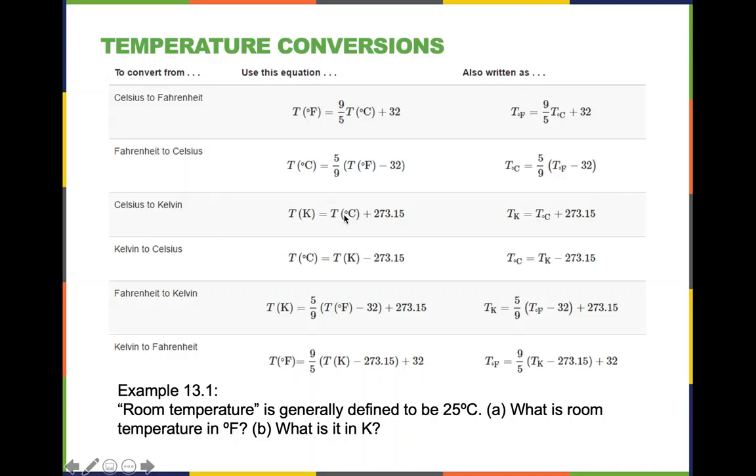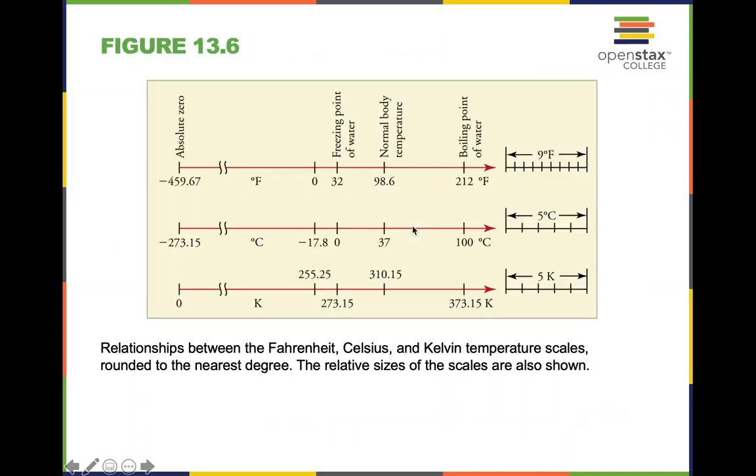For Celsius to Kelvin, we take the temperature in Celsius plus 273.15. So right here, if we have 0 degrees Celsius and we're trying to convert to Kelvin, all we have to do is add that 273.15. And you see that in the boiling water as well. We have 100 plus 273.15, which will give us the boiling point for water in Kelvin.